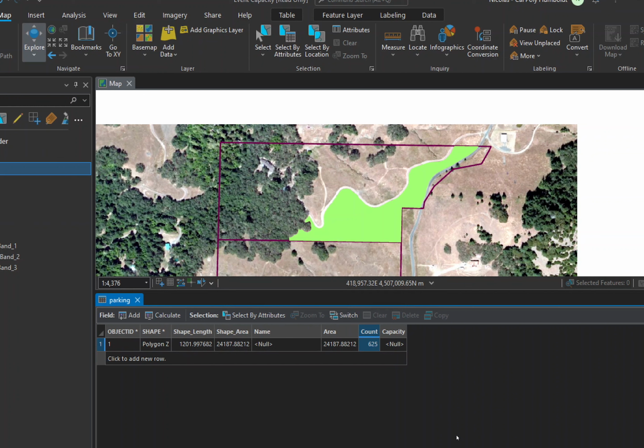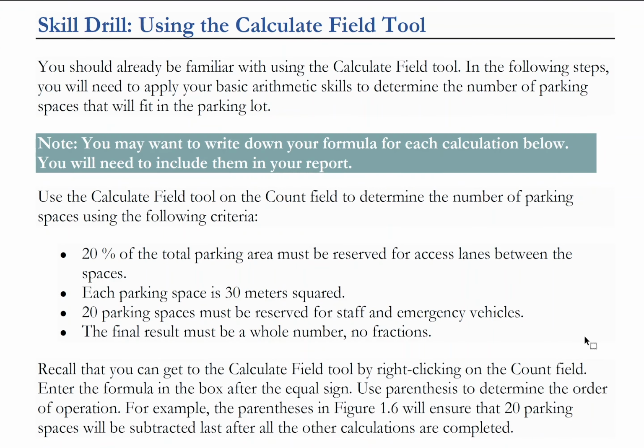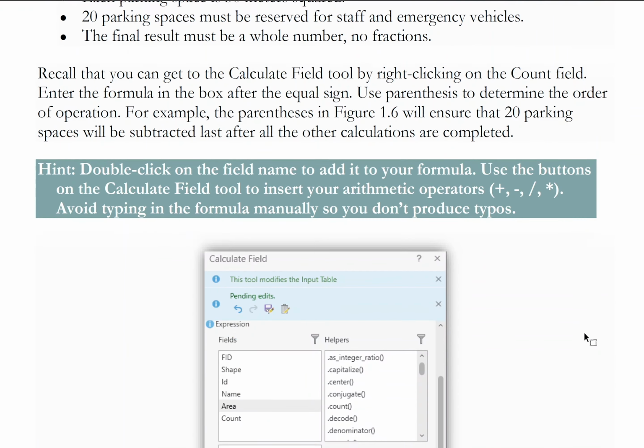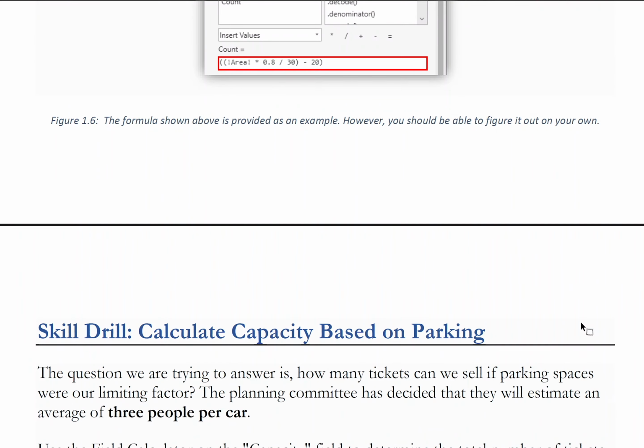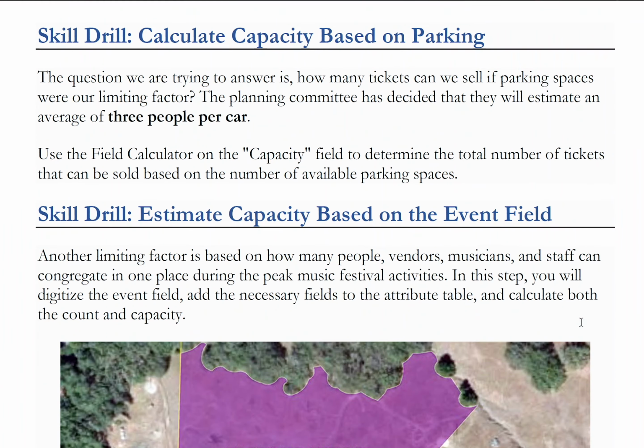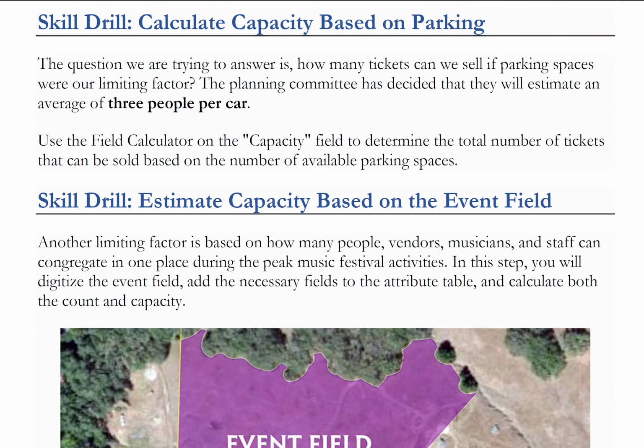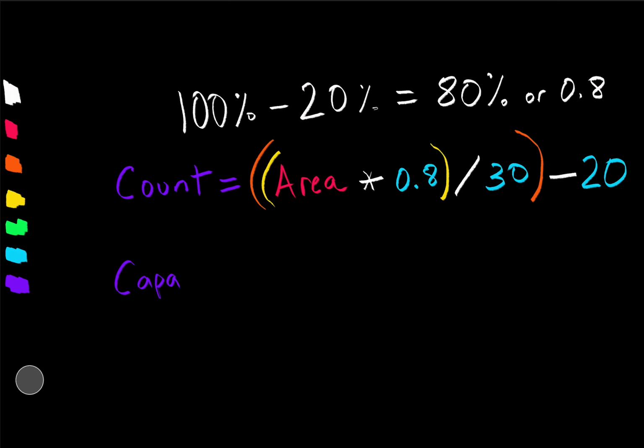Next, you have to figure out how many people this represents. According to the written instructions, the planning committee has decided that they will estimate the average of 3 people per car. 625 parking spaces means 625 cars. If there are 3 people per car, how many people are there? To get the answer, you need to multiply the count field by 3. So the formula would be capacity equals count times 3.